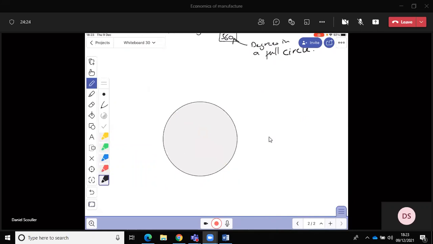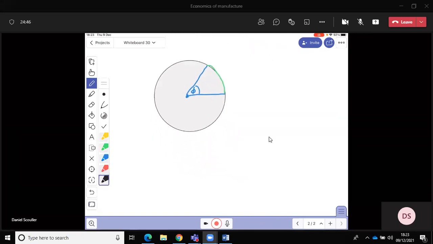So we've got a full circle there, the centre of that circle, and then we've got a sector in here and an angle. We want to find out the length of that part of the circumference. We're going to call that an arc. So calculate the length of that arc. That arc length would equal that angle divided by 360 times pi d.